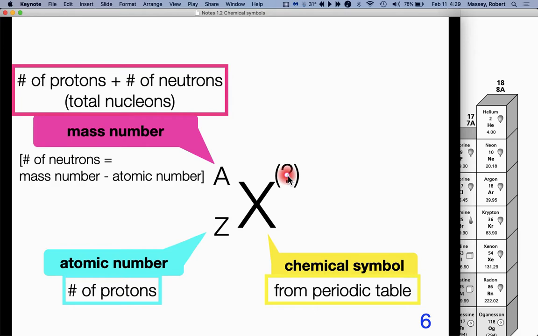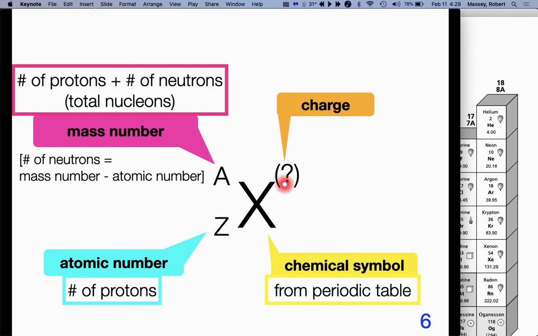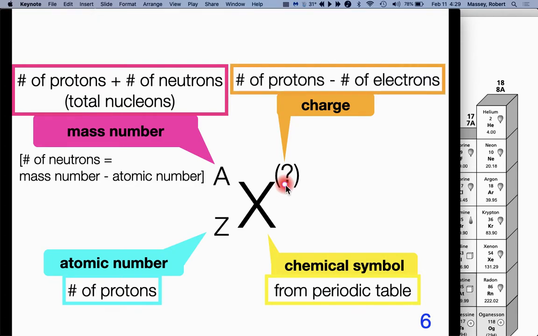Now, this is called the charge. It's a question mark because it could be no charge at all, or a positive charge, or a negative charge. And we can always know what the charge would be by comparing protons and electrons. If we have the exact same number of protons and electrons, the charge would be 0. It would have no charge at all, in which case we wouldn't write anything. But if we have more protons than electrons, then this would be a positive charge. If we had more electrons than protons, this would be a negative charge.